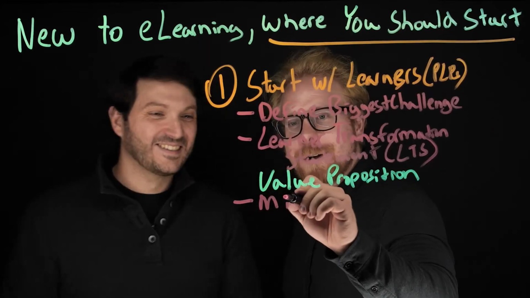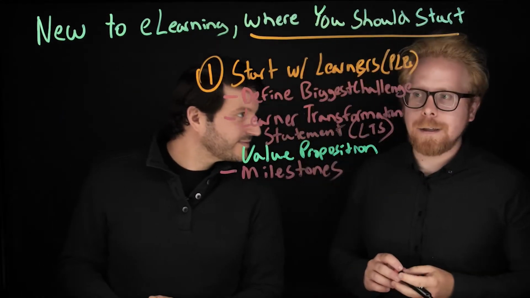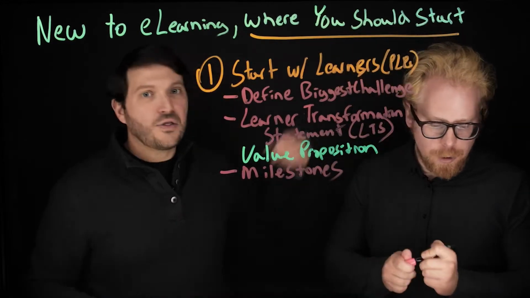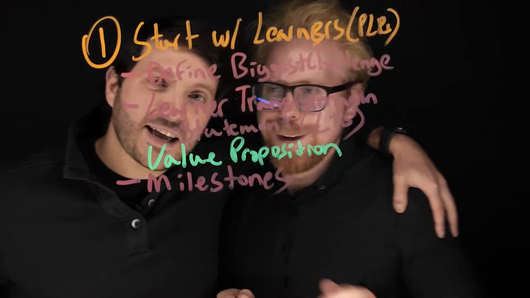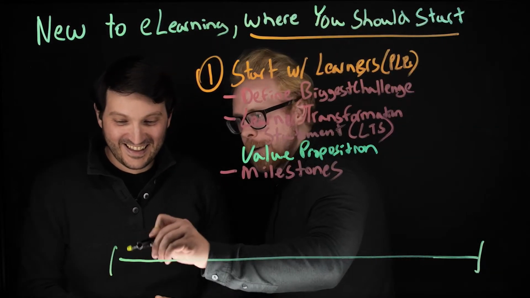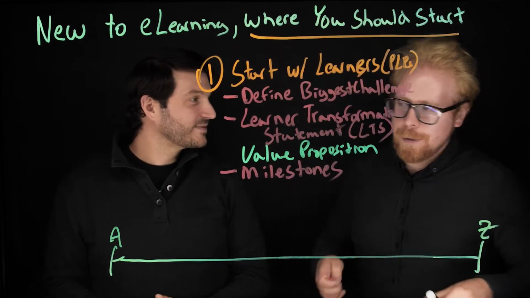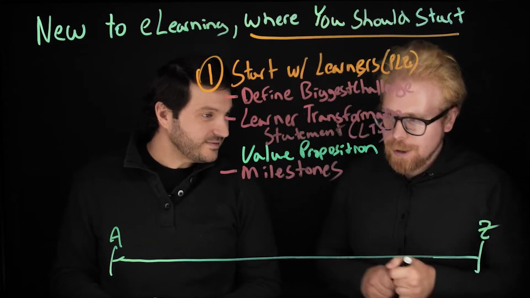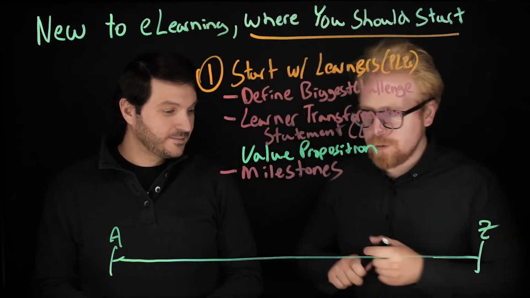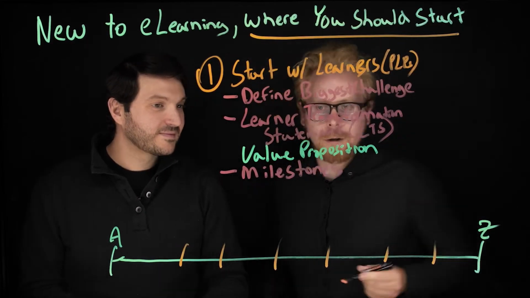So then after that, you're going to build your milestones. Your milestones are basically your journey from A to Z. They're your stepping stones to success. So this is your LTS. You got your point A here, where they start, and you have your Z here, where they finish. We have a lot of videos to talk about this. Then your milestones are what they achieve along the way.